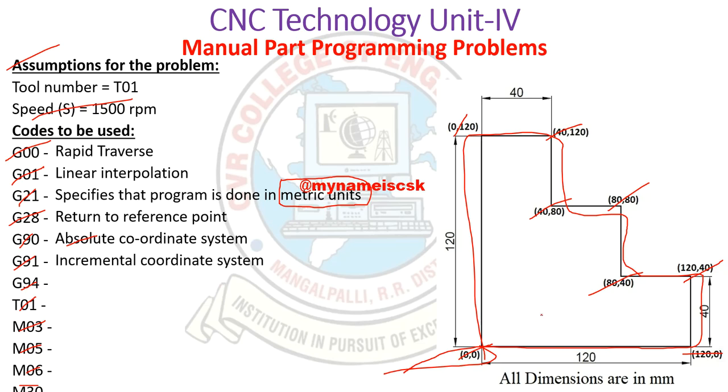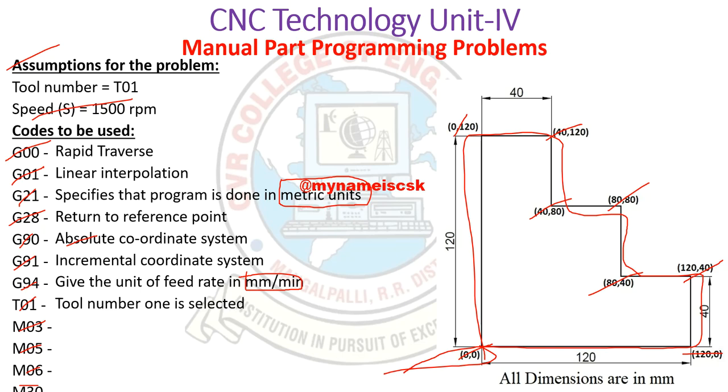Next, incremental. In a few cases we have to use the incremental coordinate system also, when coming from home position to cutting position. We will use incremental, but when we start the cutting we use only the absolute coordinate system. Like G94: here the feed is given in mm per minute, so we have to use the G94 code compulsorily.